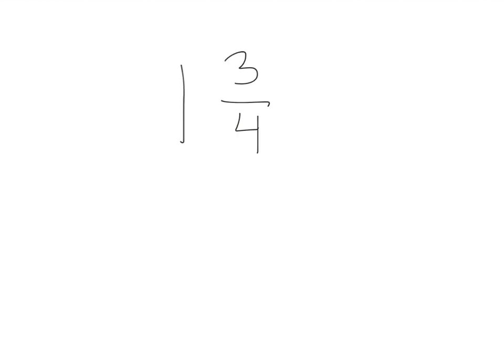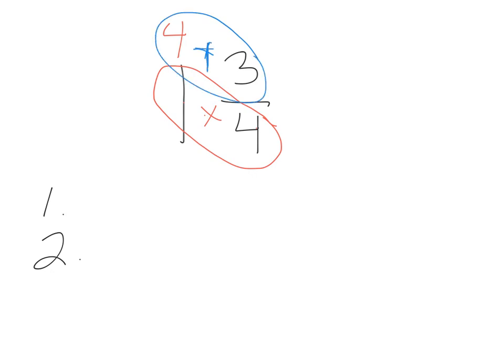So we're going to try another one. This is a mixed number because it has a whole number and a fraction. We're going to go through the steps. Step 1 says to multiply the whole number times the denominator. So I'm first going to do the whole number, which is 1, times 4. 4 times 1 is 4. The second step is to take the answer to the first step, which was 4, and add it to the numerator. So 4 plus 3 is going to give us 7.